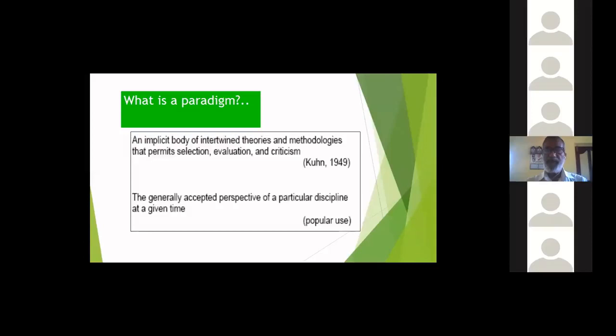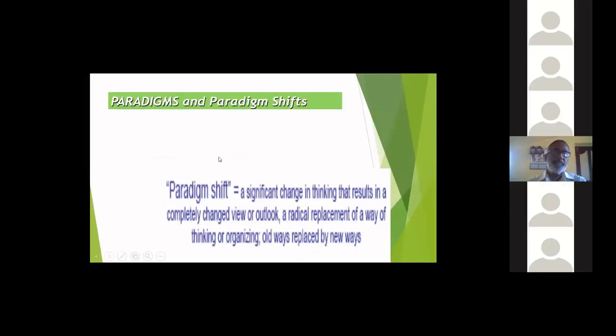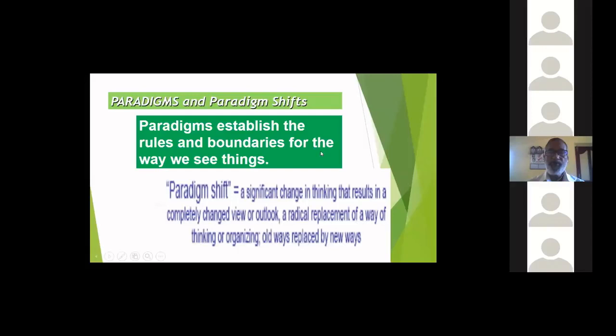And that's why a paradigm is for a period of time. It is for a group of practitioners. And then the paradigm may be lost or may be left or may be discarded by the group. So that is how we know what happened, what we think happened is a paradigm shift. Paradigms establish the rules and boundaries for the way we see things. Now you get the point? They are in effect rules and boundaries.